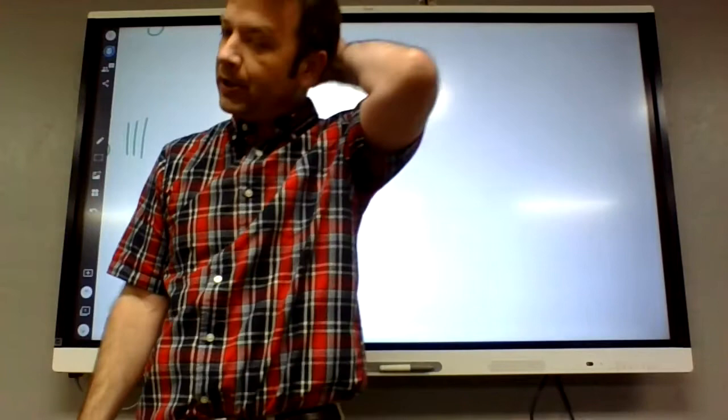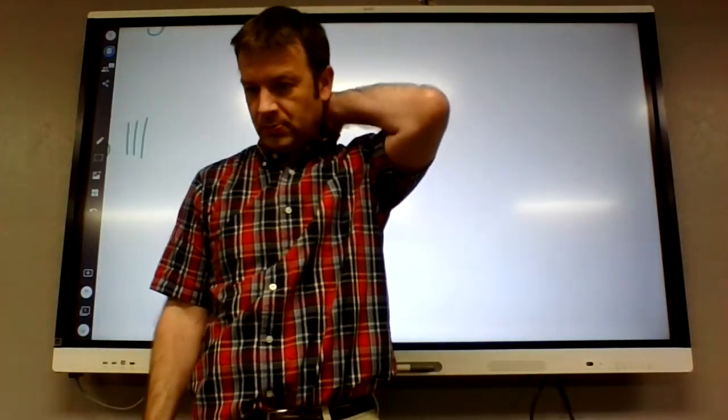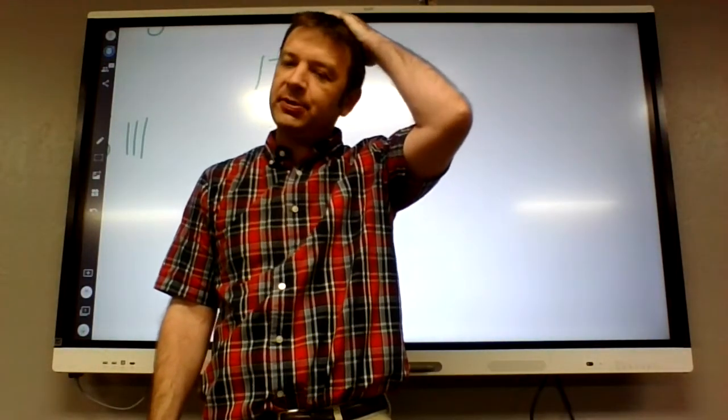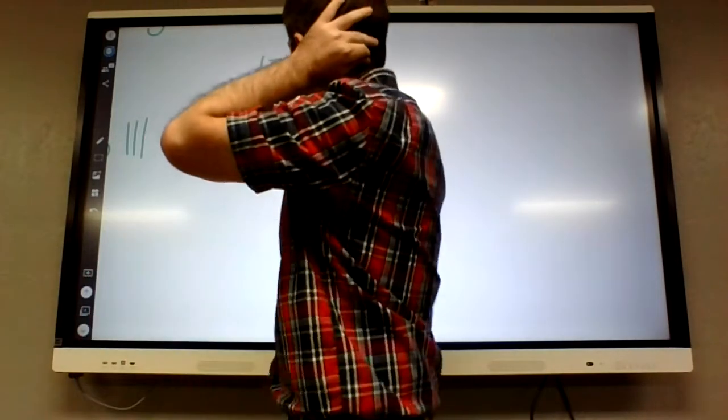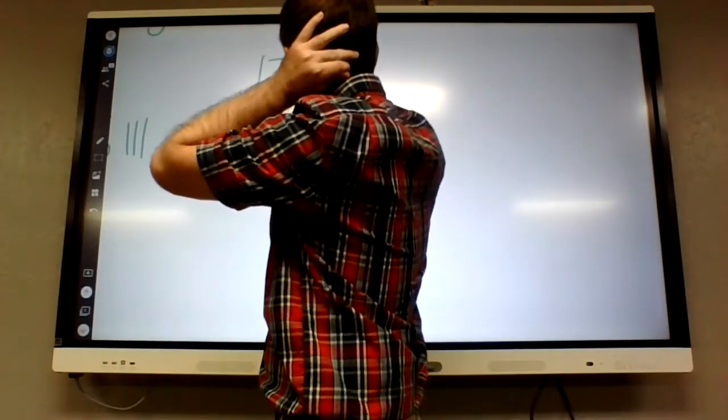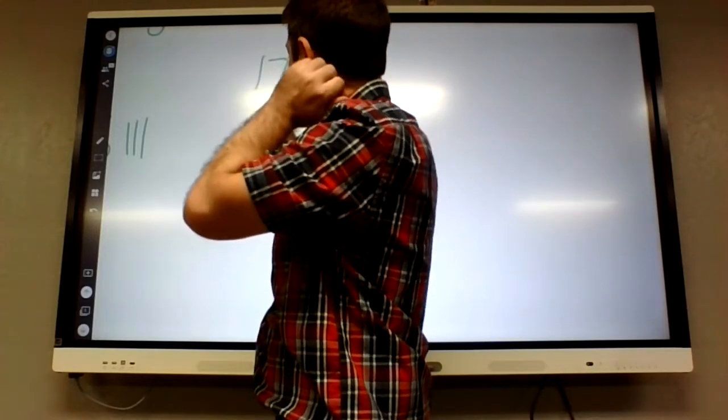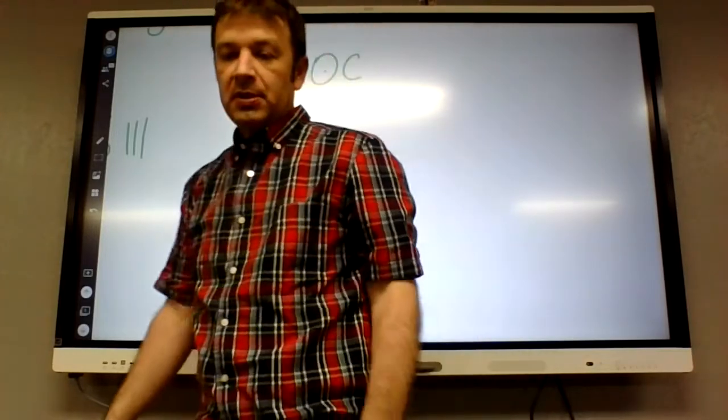Next picture says name the circle in this figure. How do we name that circle? Yeah, remember there's a circle symbol. C. 19.